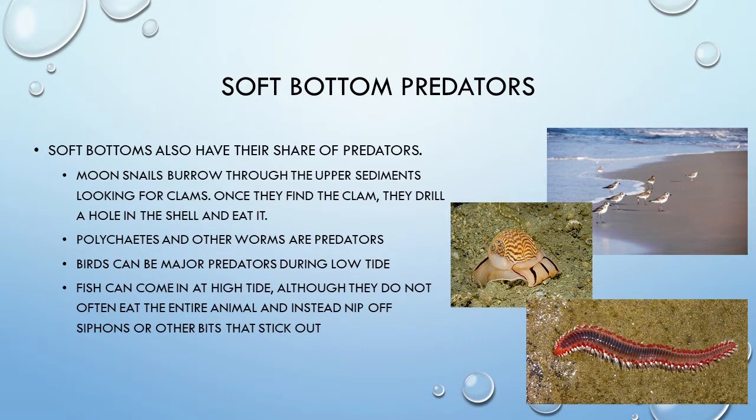Soft-bottom predators. Soft bottoms also have their share of predators. Moon snails burrow through the upper sediments looking for clams. Once they find a clam, they drill a hole in the shell and eat it. Polychaetes and other worms are also predators. Birds can be a major predator during low tide. Fish can come in at high tide, although they do not often eat the entire animal. Instead, they nip off siphons or other bits that stick out.